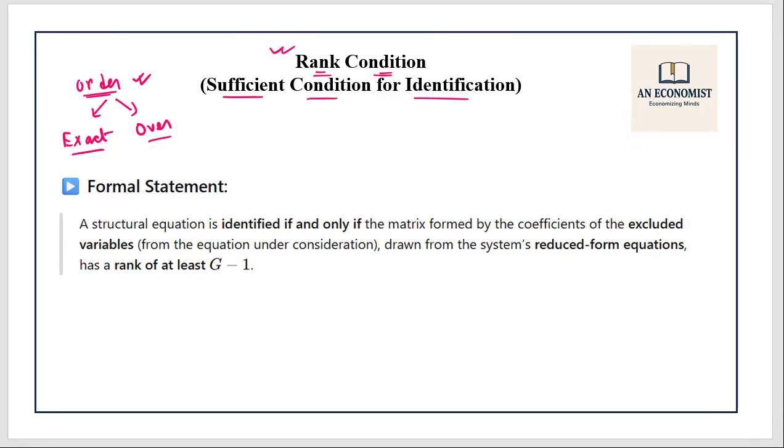So here, I have written the formal statement. This is the main statement of the rank condition. What is that? A structural equation is identified if and only if the matrix formed by the coefficients of the excluded variables from the equation under consideration, drawn from the system of reduced form equations, has a rank of at least G minus 1.